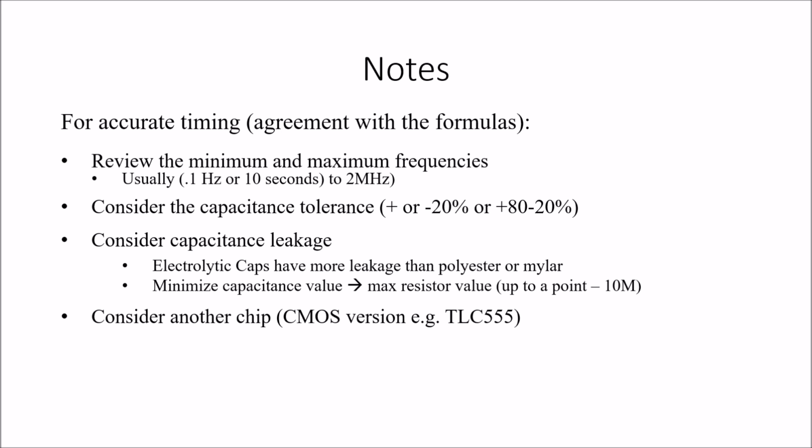Also, it's good practice to minimize the capacitance value where you can and increase the resistor values up to a point to get the timing you need. Also, consider another chip, such as the CMOS version, TLC 555, or there's several other CMOS versions of the 555 timer. That makes the chip much less susceptible to leakage, and I found that you can use higher value capacitors, such as electrolytics, without too much problem. Also, the CMOS versions take a lot less power. So just something to keep in mind.